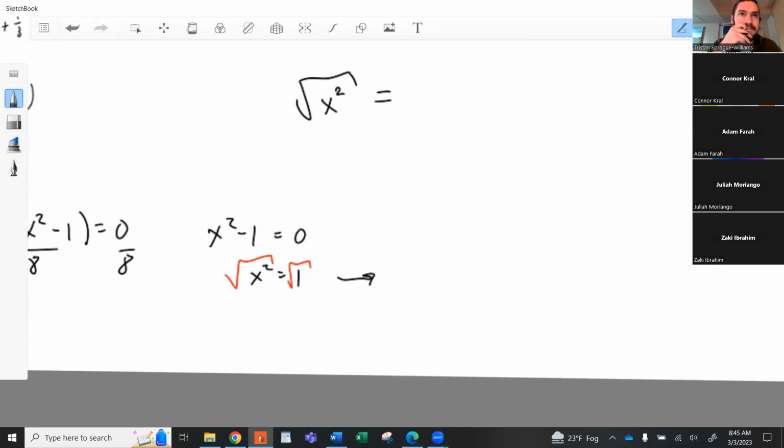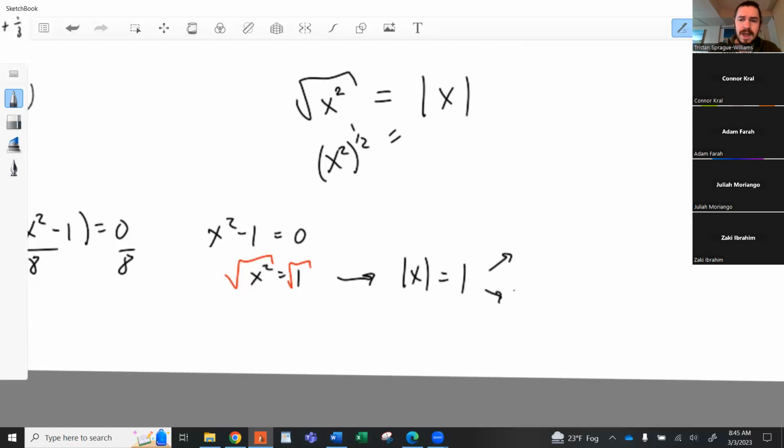That would be x squared per half. Yes. Yeah, well, that's another way to write it. That's not really what I'm asking, but that is another way to write it. The way we simplify this is the absolute value of x. So this is the absolute value of x equals 1, which then has two possibilities, x equals 1 or x equals negative 1.